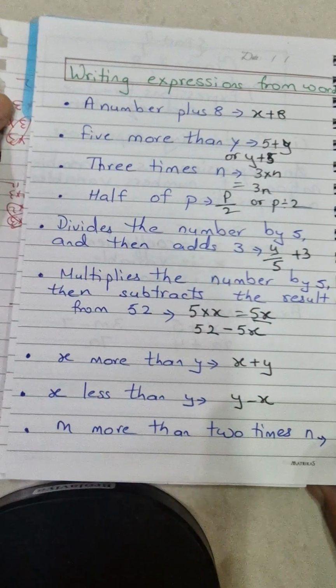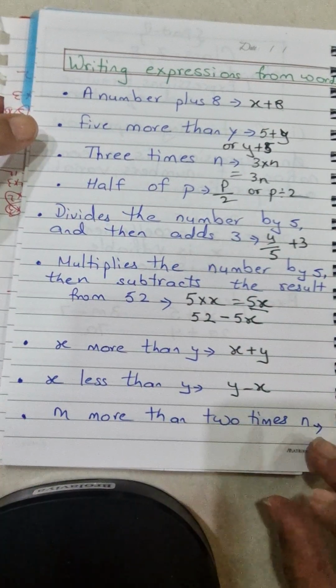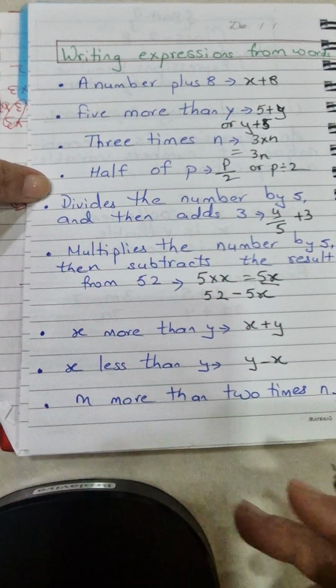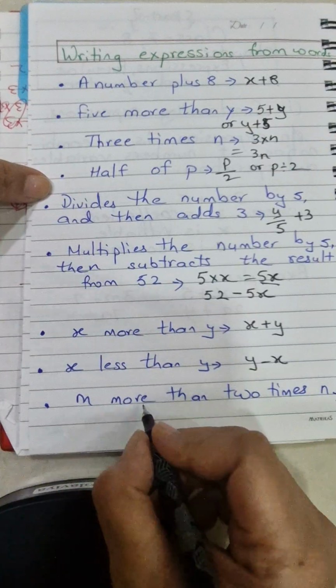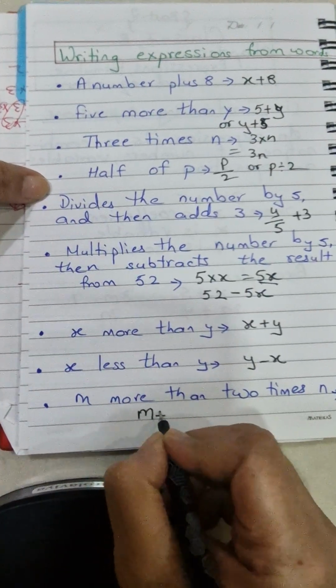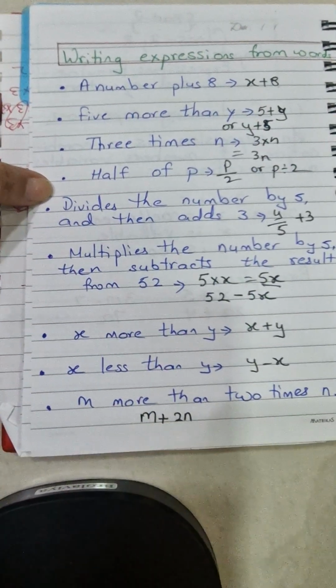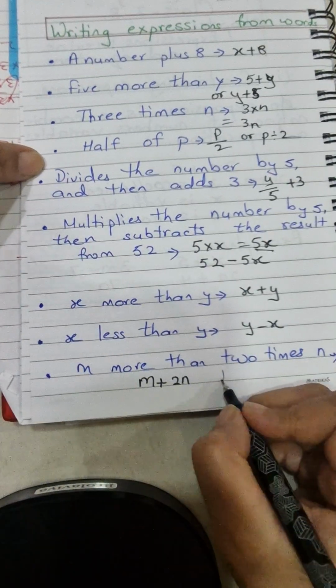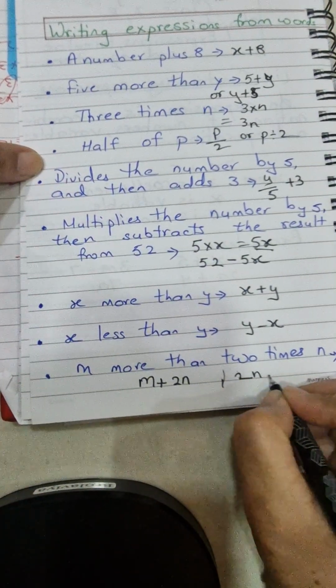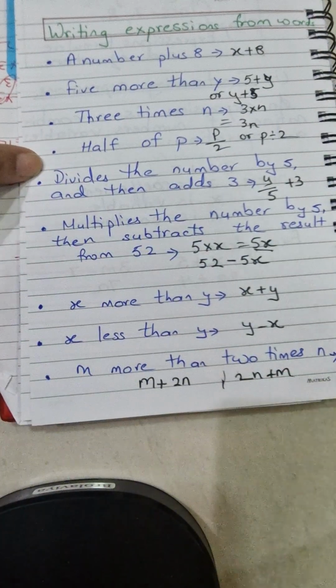Last one is m more than 2 times n. So m is more than 2 times n. Either you can write m plus 2n, or you can also write 2n plus m. Both results will be the same.